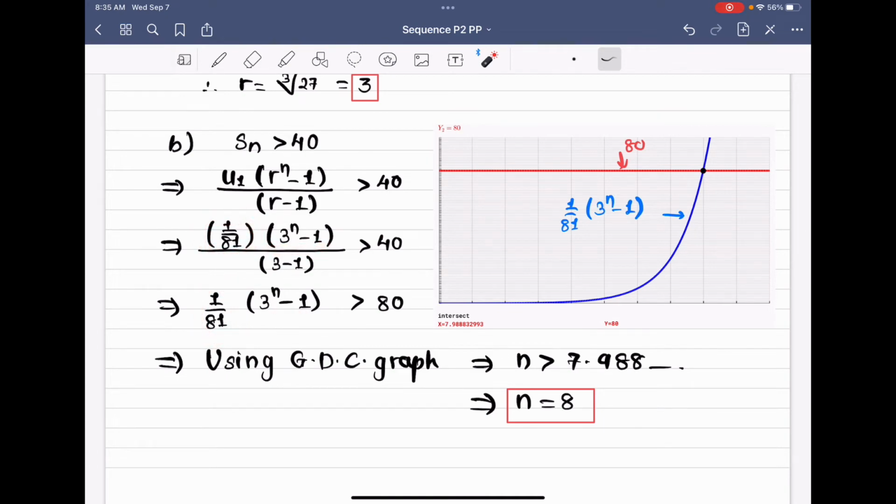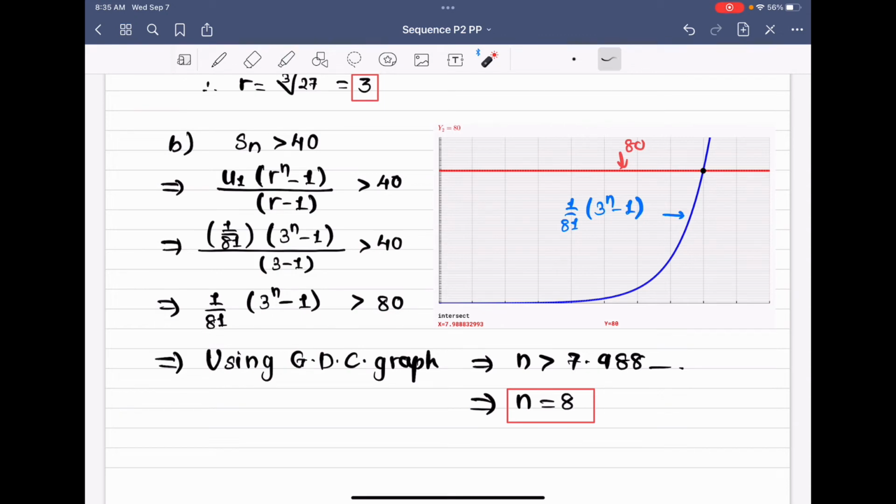Now there are multiple methods. You can do trial and error, or you can use a solver also, but I use a graphical method, because if I sketch this graph, that is considered as my working. So I'm typing this 1 over 81 times bracket 3 raised to n minus 1 bracket complete in y1. This full quantity I'm writing in y1. And the right hand side of the inequality, 80, I'm typing in y2. I will adjust my view window if it is not seen.